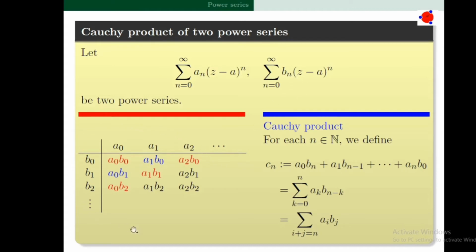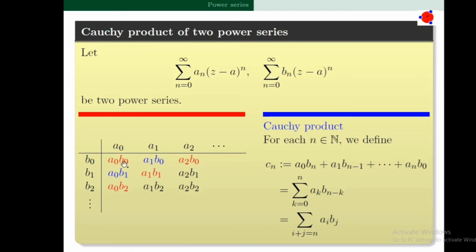We define an infinite matrix whose rows and columns are indexed by the sequences a_n and b_n. The first column of this matrix is a0 b0, a0 b1, a0 b2 and so on. The elements of the second column are a1 b0, a1 b1, a1 b2 and so on.